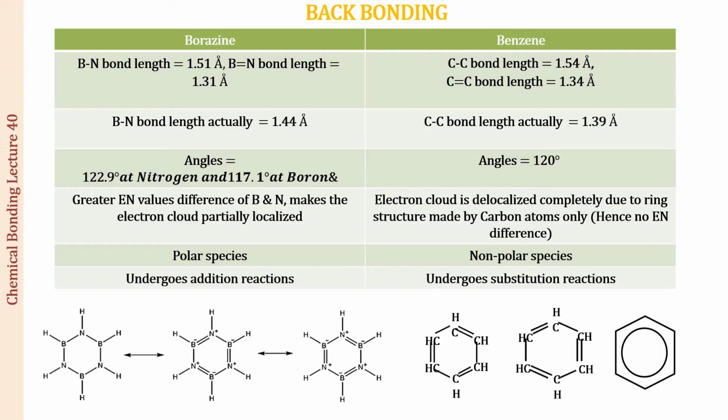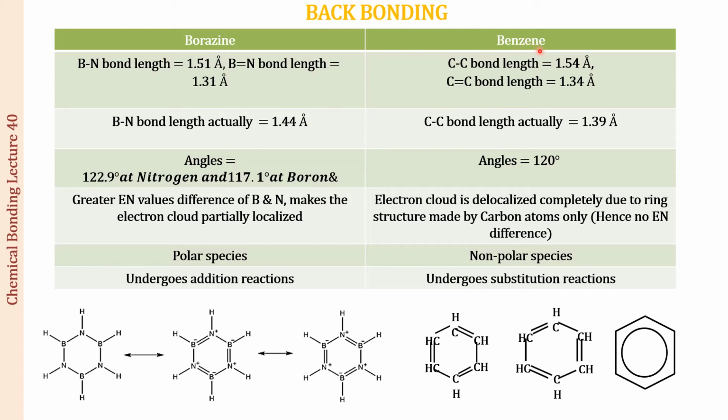Now let us quickly tabulate the differences between borazine, that is inorganic benzene, and benzene so that you can appreciate them and remember that they essentially have similar structures, but there are going to be some differences in the two molecules. So borazine has alternate double bond and single bond. A boron-nitrogen single bond has a bond length of 1.51 Angstrom, and a double bond should have a bond length of 1.31 Angstrom. What we find is that all these are of equal bond length, that is 1.44 Angstrom.